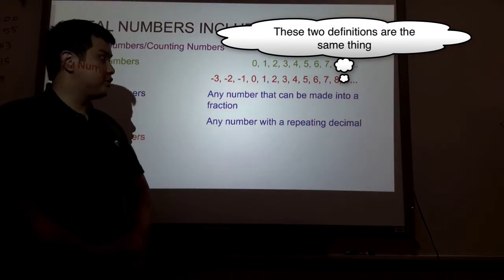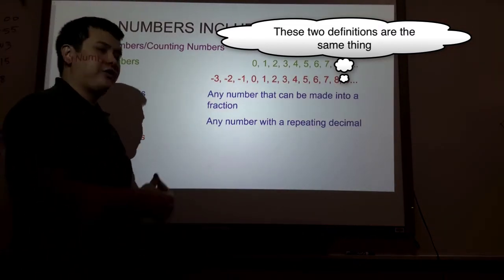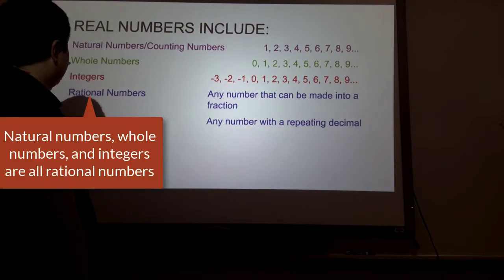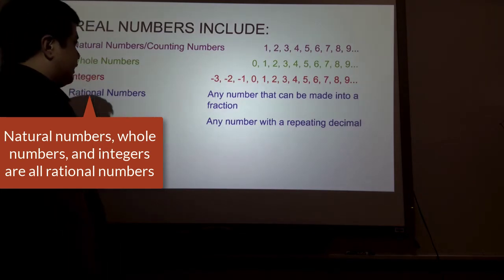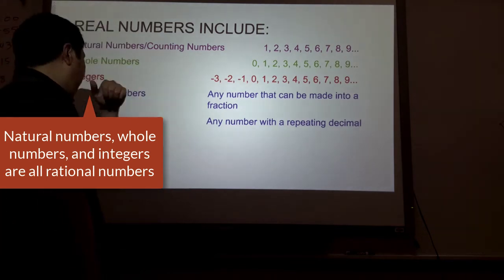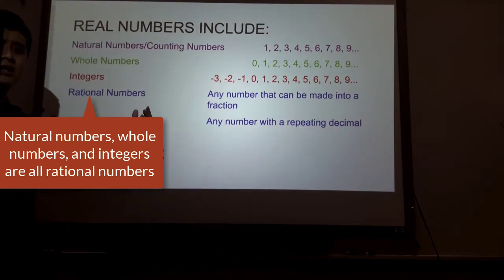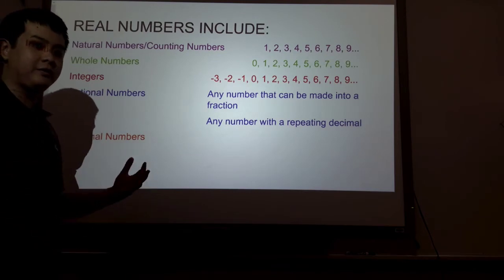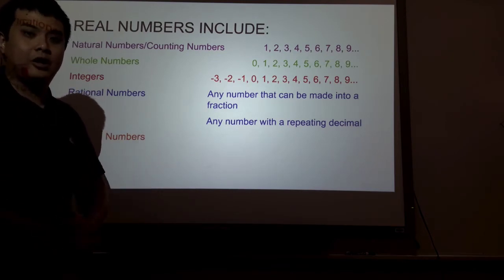Finally, irrational numbers. So again, all of these are sort of associated with one another. Anything that's an integer is a rational number. Anything that's a whole number is a rational number. Anything that's a natural number is a rational number, and so forth and so on. But irrational numbers are a completely different set of numbers, but they are still part of the real number system. They are part of the numbers that you have encountered before.